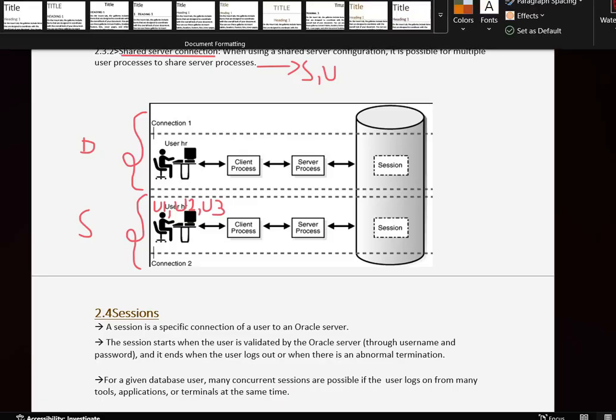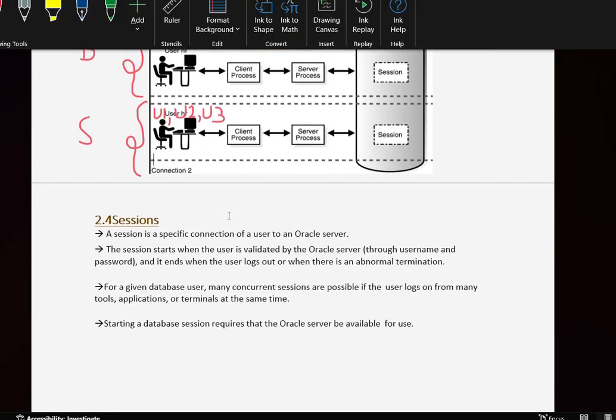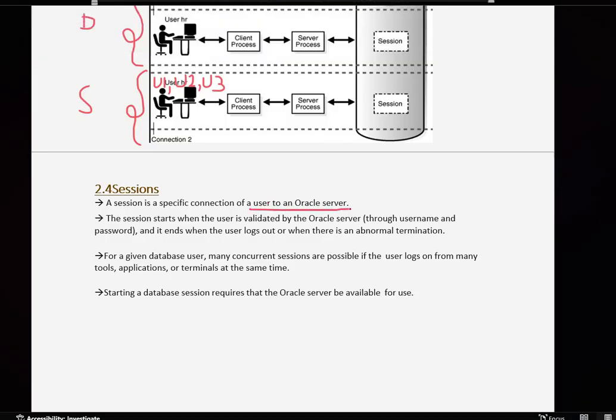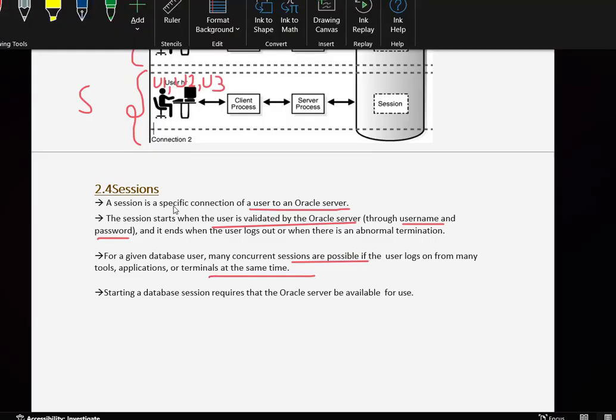Okay, so the next topic we are going to cover is sessions. What is a session? A session is a specific connection of a user to an Oracle server. The session starts when a user is validated by the Oracle server through username and password, or we can say ID and credentials. For example, for database users, many concurrent sessions are possible if the user logs in from many tools, applications, or terminals at the same time. So that is called sessions.